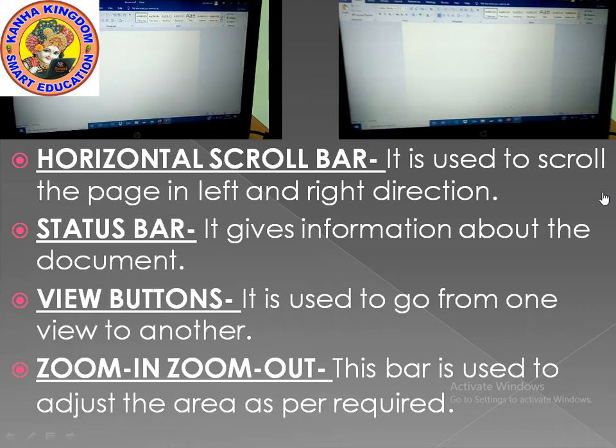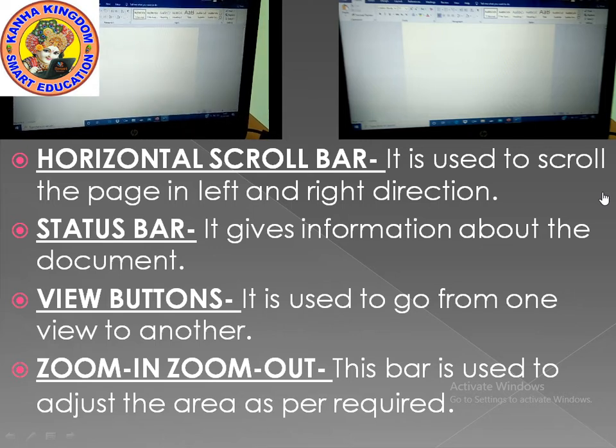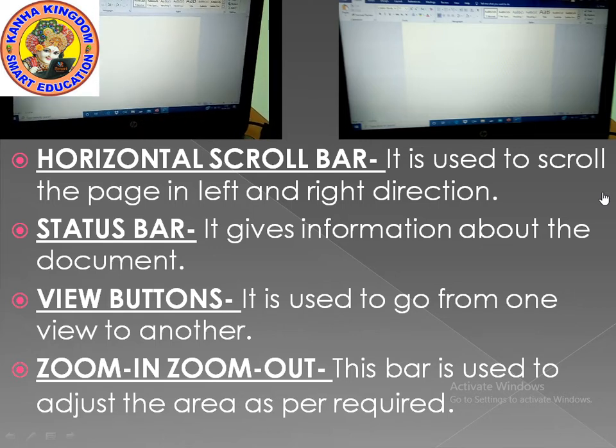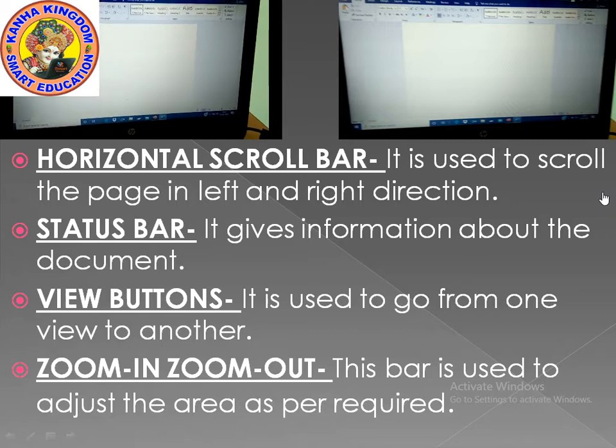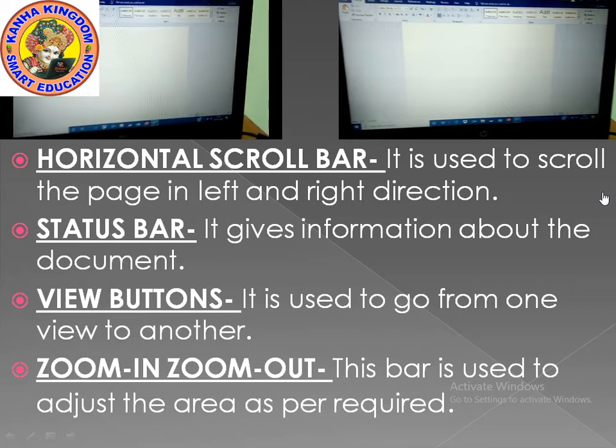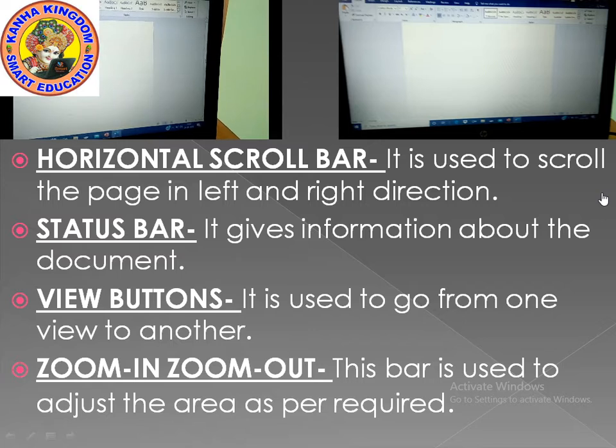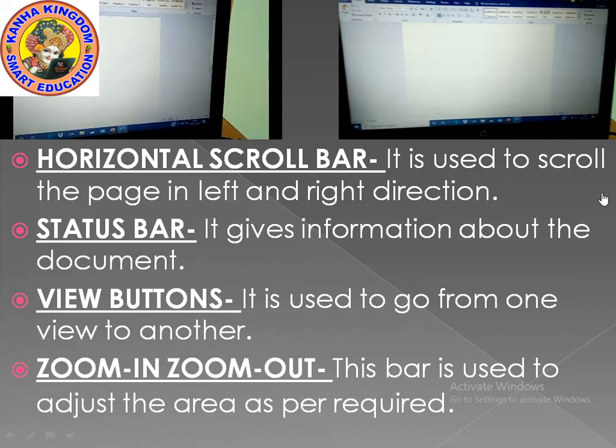This is called the vertical scroll bar. This can be scrolled upward and downward. Okay, can you see my mouse pointer? This one is the vertical scroll bar. It can be moved upward and it can be moved downward. Okay, students.